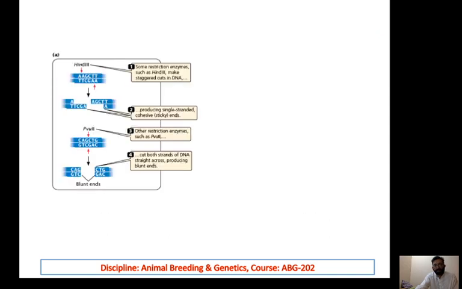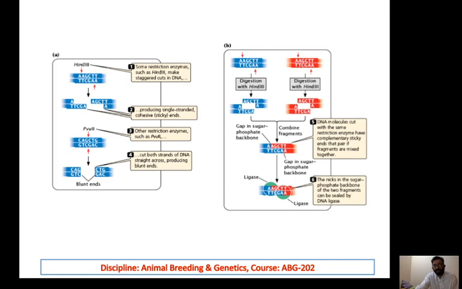Okay, so you can see the HindIII enzyme. It is cutting the fragment of the DNA and producing an overhang. The recognition site is AAGCTT for HindIII, and the cutting site is within it. So it is going to produce the overhang. Contrary to that, you can see PvuII, it produces the blunt end.